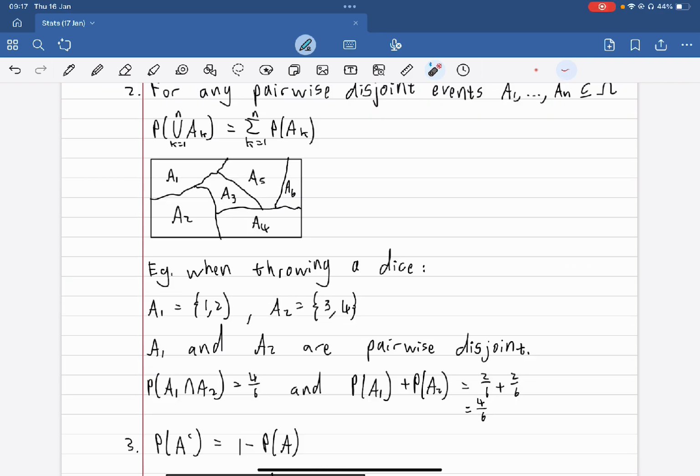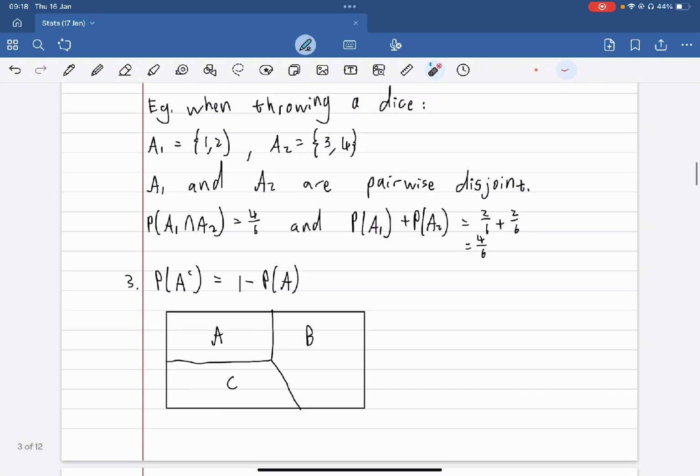The way I like to think about this one is by using a picture. So this square will represent the whole sample space, and I've split it up into 6 different events: A1, A2, A3, A4, A5, A6. So if we want to find the union of, let's say, A1, A2, and A3, we can just add them up. So we can say this area plus this area plus this area. So that's kind of how you would apply this.